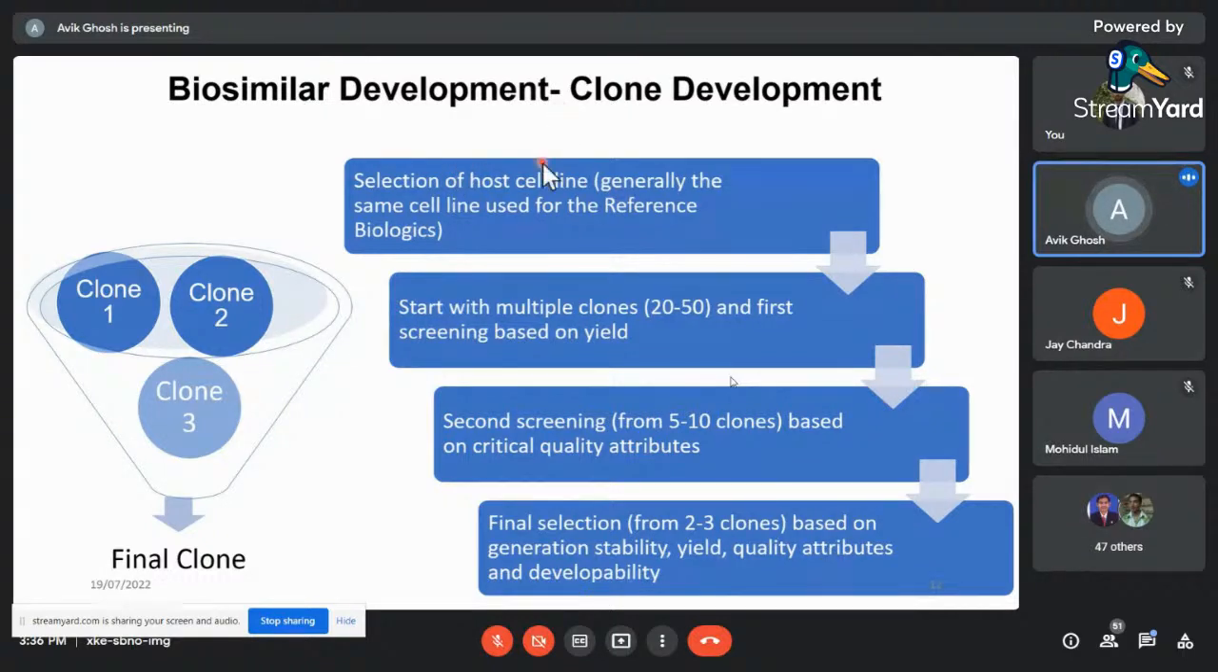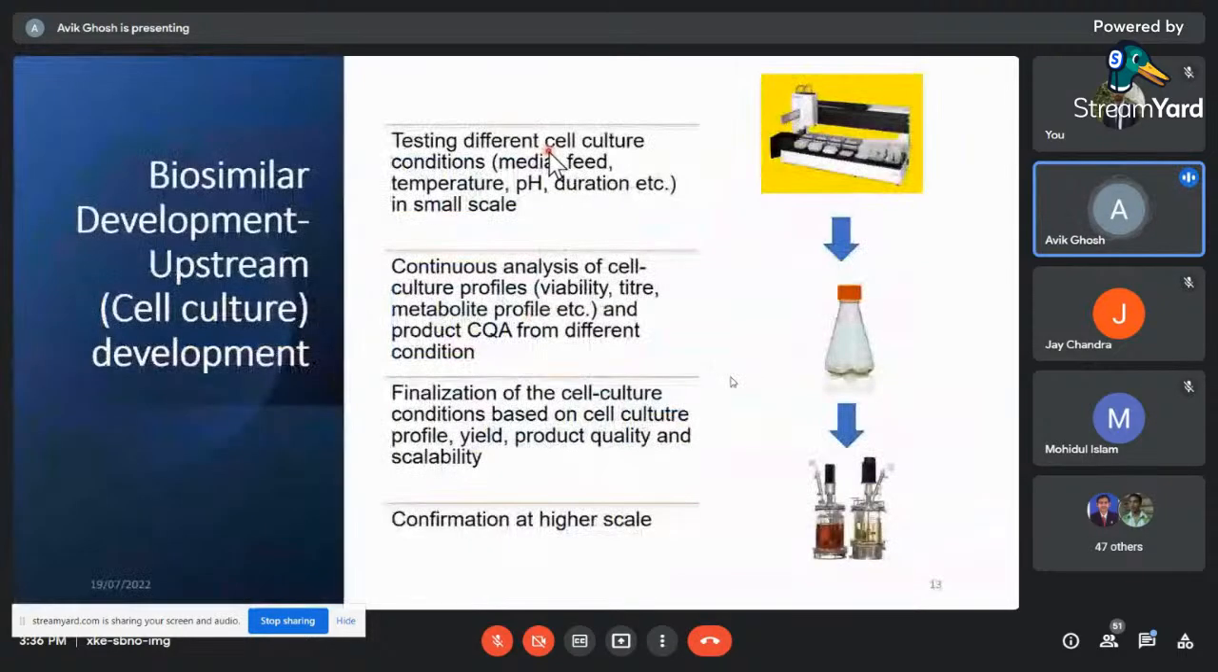So once the clone is selected, now you have to make the protein from that clone in a cell culture environment, right? So that is the upstream development or cell culture development. Here you use different cell culture conditions at very small scale. These are like ambr bioreactors, which can do very small cultures, 250 ml cultures. So you can test different conditions like media, feed, temperature, pH, duration of the cell culture, etc., at very small scale to figure out which is best for the clone and the cell line that you are using, right?